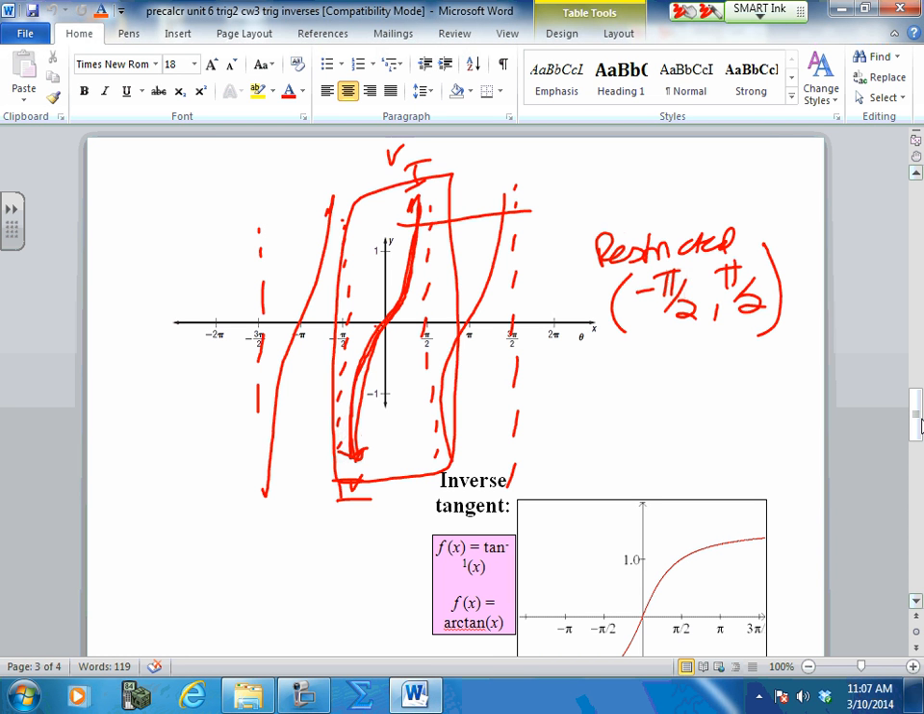So we put soft brackets on this. And what's my range for the tangent curve? All real numbers. So I'm okay with my range. That's not going to change. So I'm still using, just like your sine curve, 1 and 4.